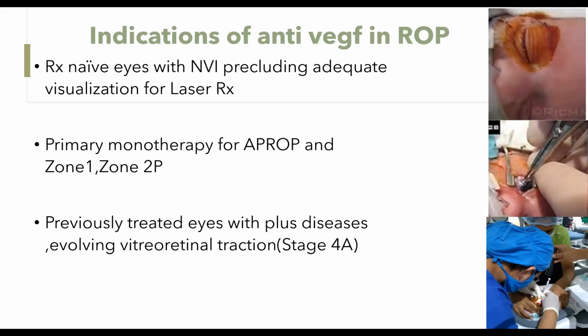And the third is previously treated eyes with plus disease or evolving vitreoretinal traction. So you have given laser to a baby for stage 3 zone 2 or stage 3 zone 3, but the disease is not regressing, the traction is still going on and the plus is still persistent. In such babies, even before the surgery, we give the injection.